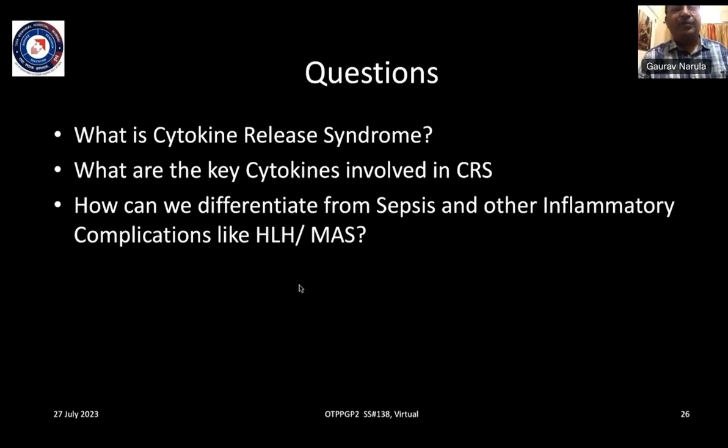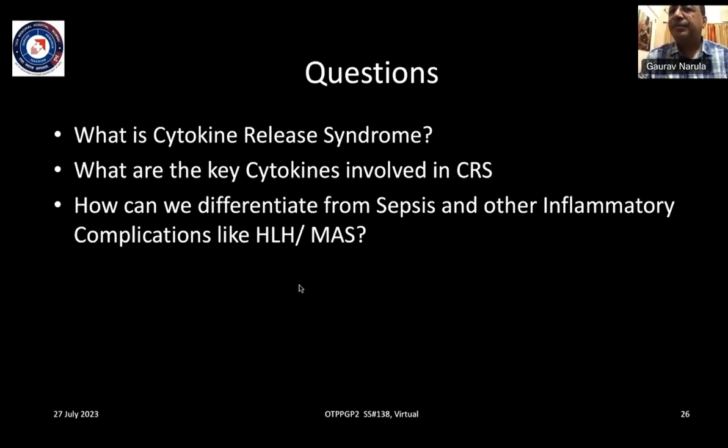Cytokines are elevated in sepsis also. Cytokines are elevated in CRS also. And both are going to present with fever, and because the counts are low, how do you distinguish? Is there any way of differentiating between sepsis and other inflammatory complications? You all know about HLH and macrophage activation syndrome. There also, fever will be there.